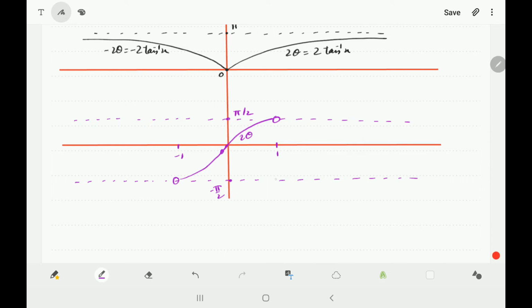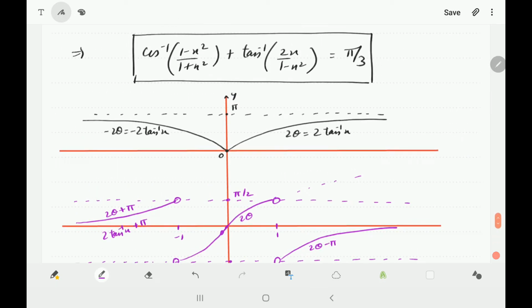Okay, ahead of this the graph was going like this, and we have put it in the principal value branch by subtracting pi, so it will become like this. So this function is 2 theta minus pi, and here the function will be like this, which is 2 theta plus pi. 2 theta here again, this is 2 tan inverse x plus pi. Similarly here also it is 2 tan inverse x minus pi and 2 tan inverse x. So obviously the function is not defined at 1 and minus 1, those won't be in the answer.